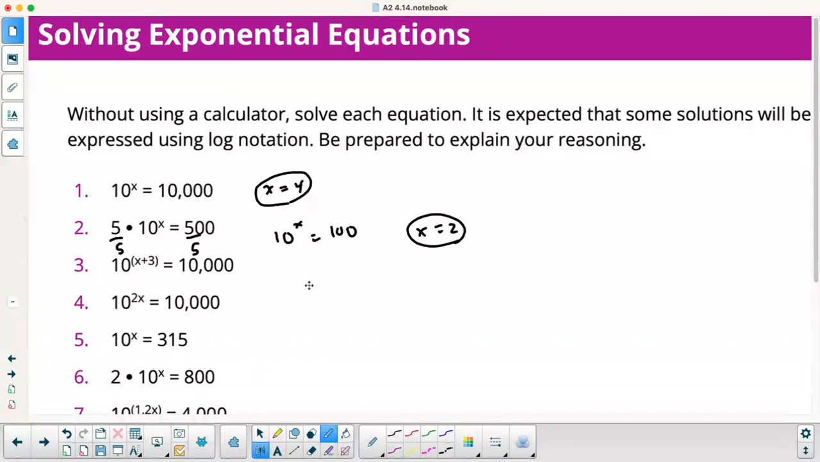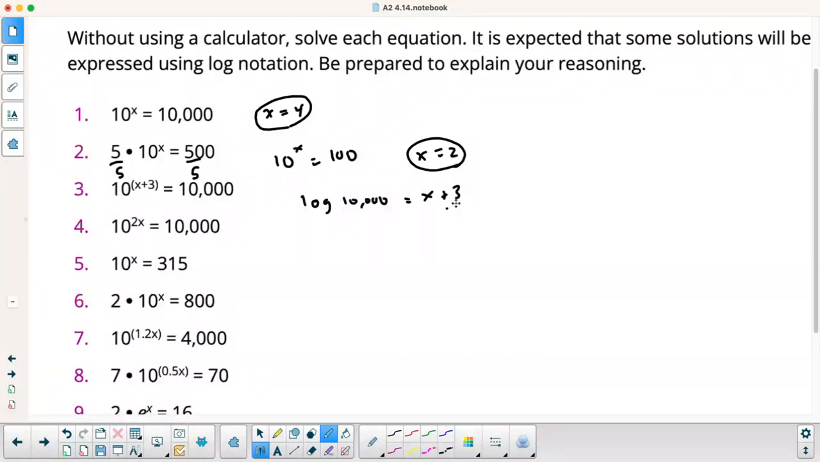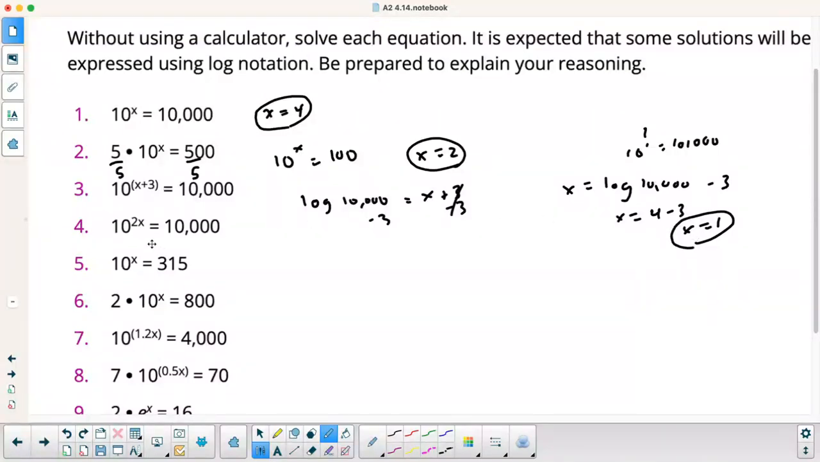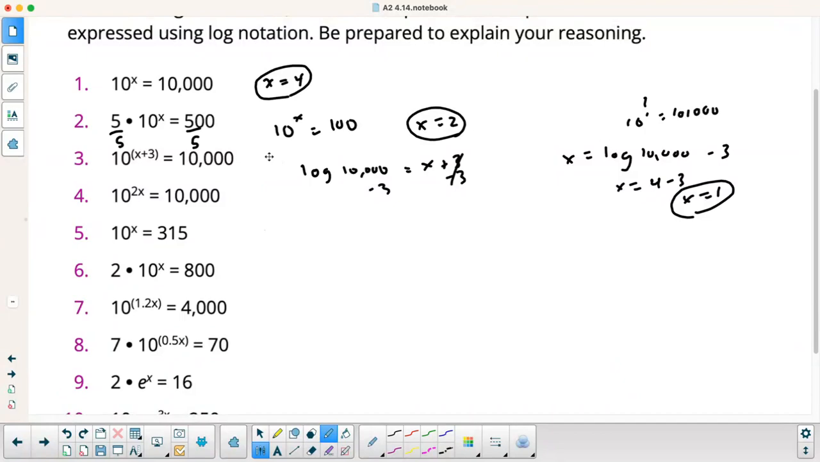I'm going to write this in log form. So I'm going to say log base 10, so I don't write it, of 10,000 equals x plus 3. And then from here, I have to minus 3 from both sides. So this one's going to be x equals log of 10,000 minus 3. That way it's exact. Okay, actually, in this one, you could simplify this. This right here is 10 to what power equals 10,000, which I already did up here. That was 4, so really it's 4 minus 3, so x equals 1. All right, I didn't really leave myself enough space here, so this is number 3 right here.